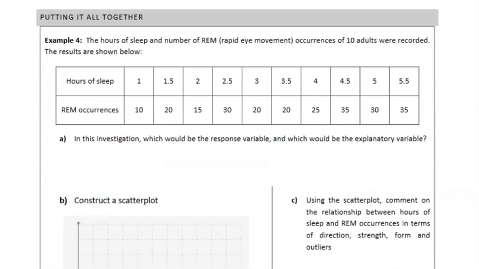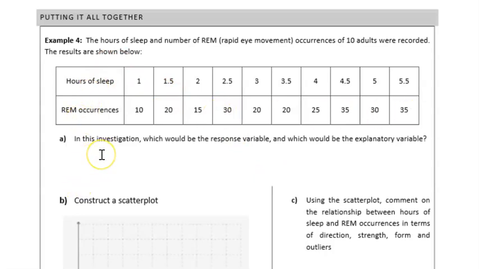As we've been saying as we're going along, we are talking about everything we've done from the point where we start with numerical bivariate data, two sets of numerical variables. And so here, I'm just going to talk you through really quickly how it all fits together, and then I'll have this filled out in the OneNote for you. So here we have the hours of sleep and the number of rapid eye movement occurrences of 10 adults being recorded. And so you can see there in the table, we've got the hours of sleep and the REM occurrences.